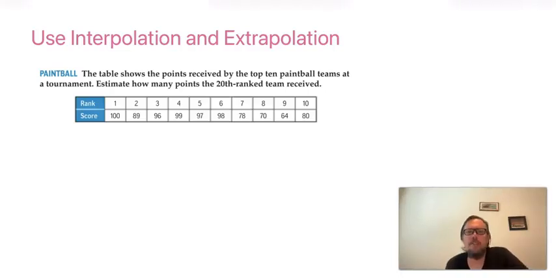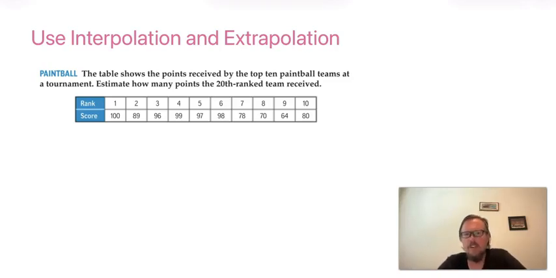So we've got a table that shows the points received by the top 10 paintball teams at a tournament, and we're going to estimate how many points the 20th ranked team received. In order to do this, we're going to put this set of data into our calculator, use a linear regression to create the equation, and then use the equation to find what is called an extrapolation. An extrapolation is when you predict something outside your set of data.